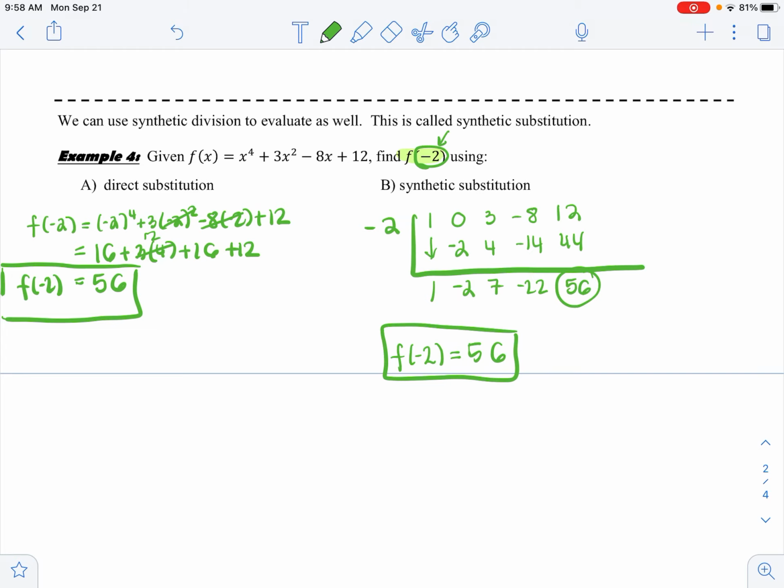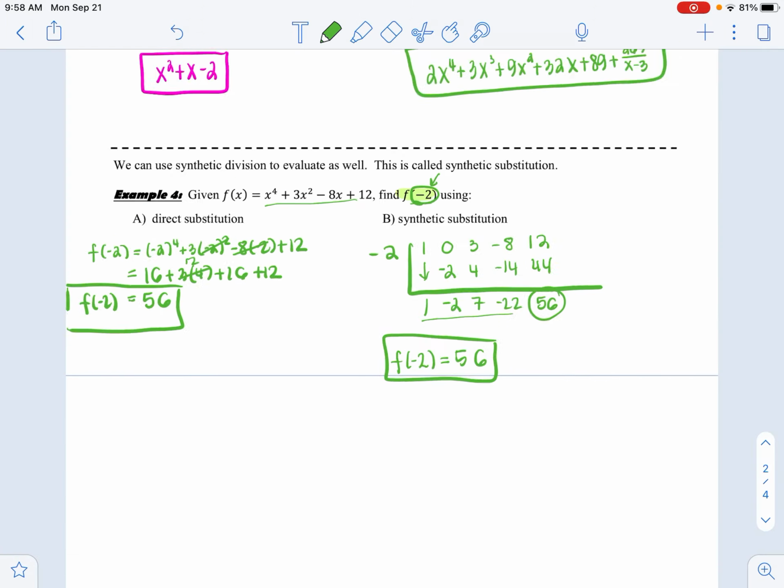Once again, you need to ask yourself the question. The reason my answer is not a polynomial here is because I wasn't doing a polynomial divided by a polynomial. It was just plug in -2.